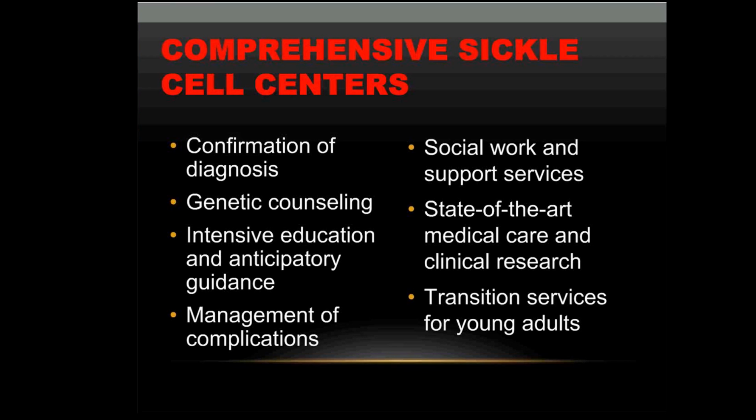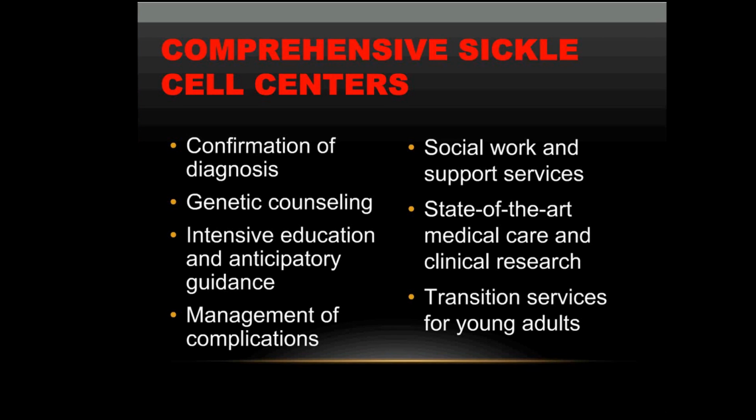Or if my child has these particular signs, this is when I'm going to come in. Some of the things comprehensive sickle cell centers provide are confirmation of the diagnosis, genetic counseling, like I mentioned earlier, what are the possibilities when you're going to have other children that are affected with sickle cell disease. Intensive education and anticipatory guidance, management of complications, social work and support services, state-of-the-art medical care and clinical research, and transition services for young adults.